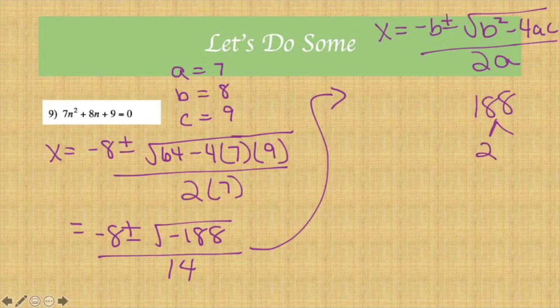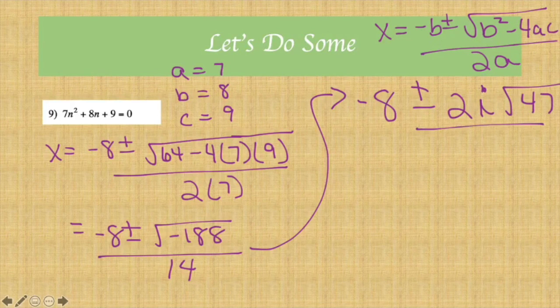So I know it's 2 and 94, and 2 and 47. So it looks like I have a double 2, so I can take the 2 out and leave the 47 in. And I also have an i, remember, that I'm taking out. All right, so we're going to have negative 8 plus or minus 2i square root 47 all over 14. We're not quite done. Something that we have in every single one of them. I've got an 8 and a 2 and a 14. I can take some numbers out or reduce those fractions.